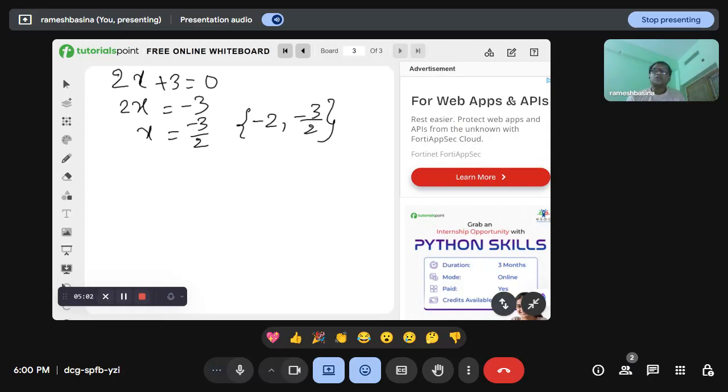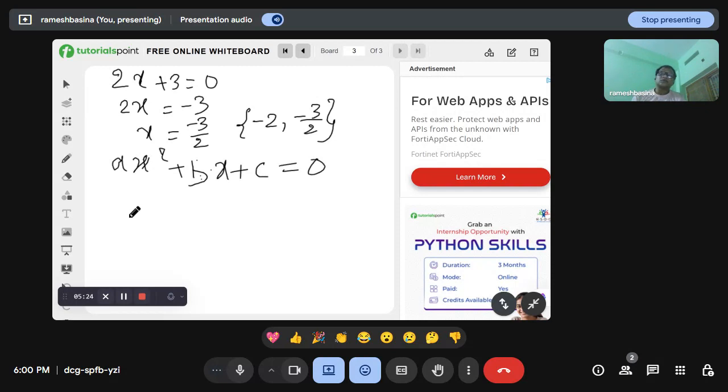Now we will discuss finding the factors of the general form. Already I told the general form: ax square plus bx plus c is equal to 0.